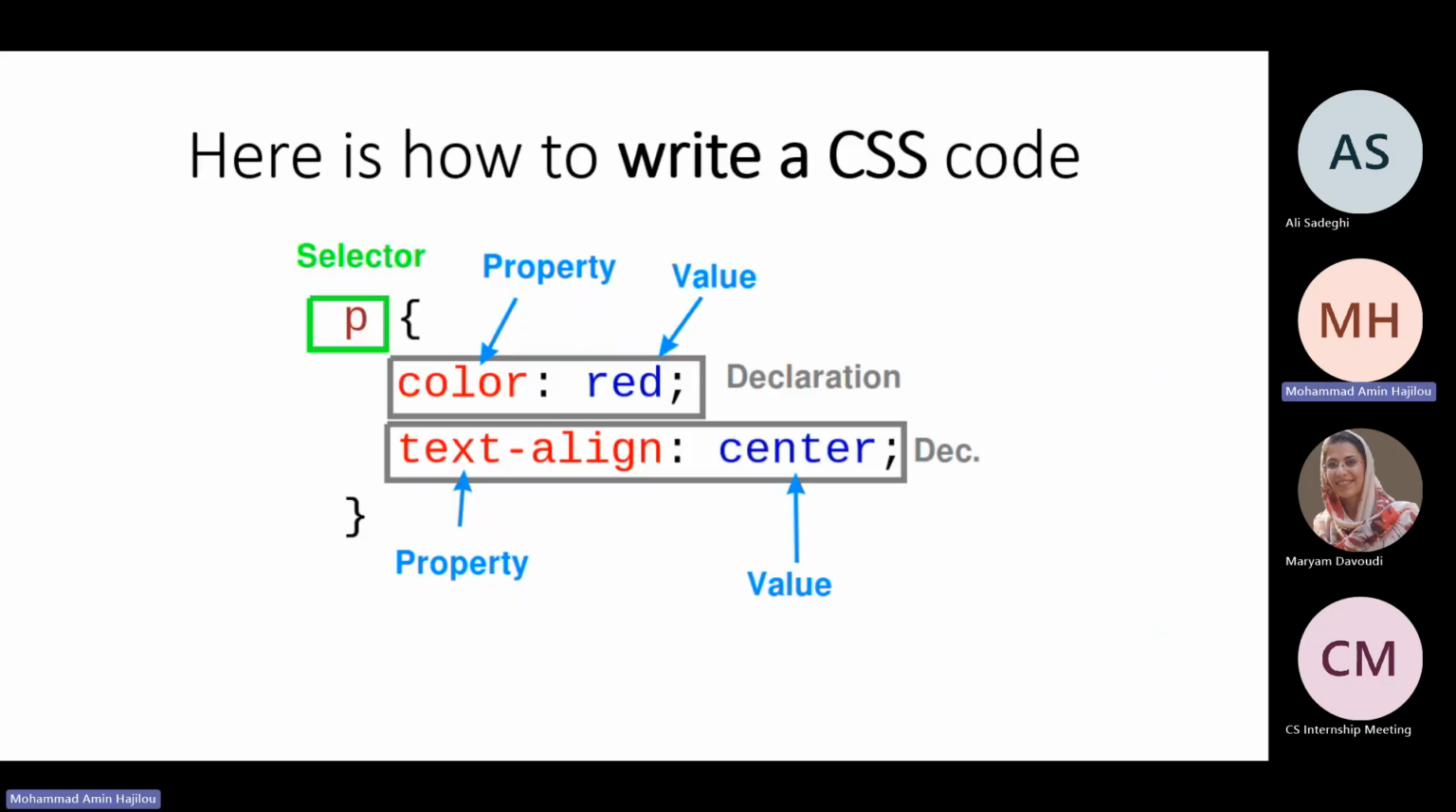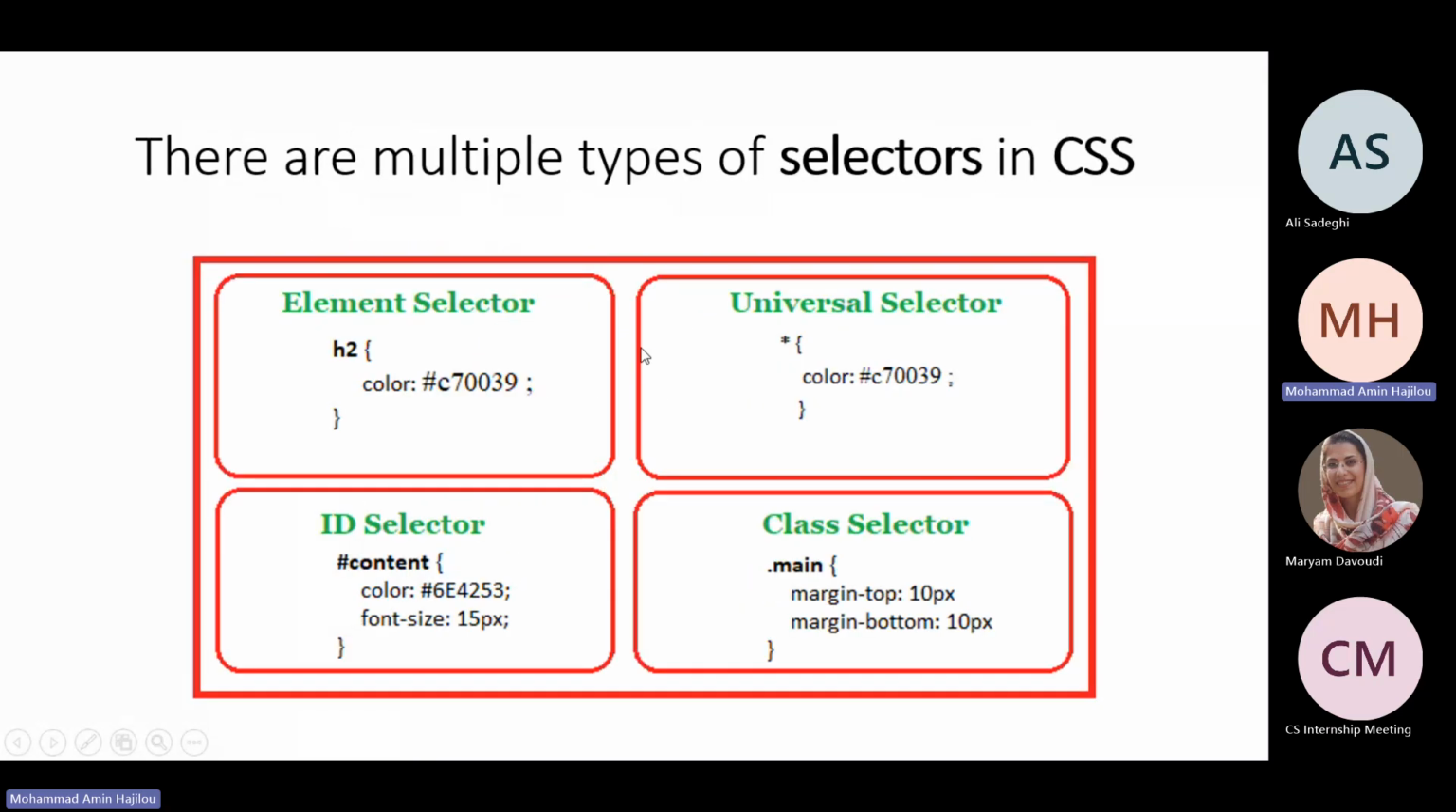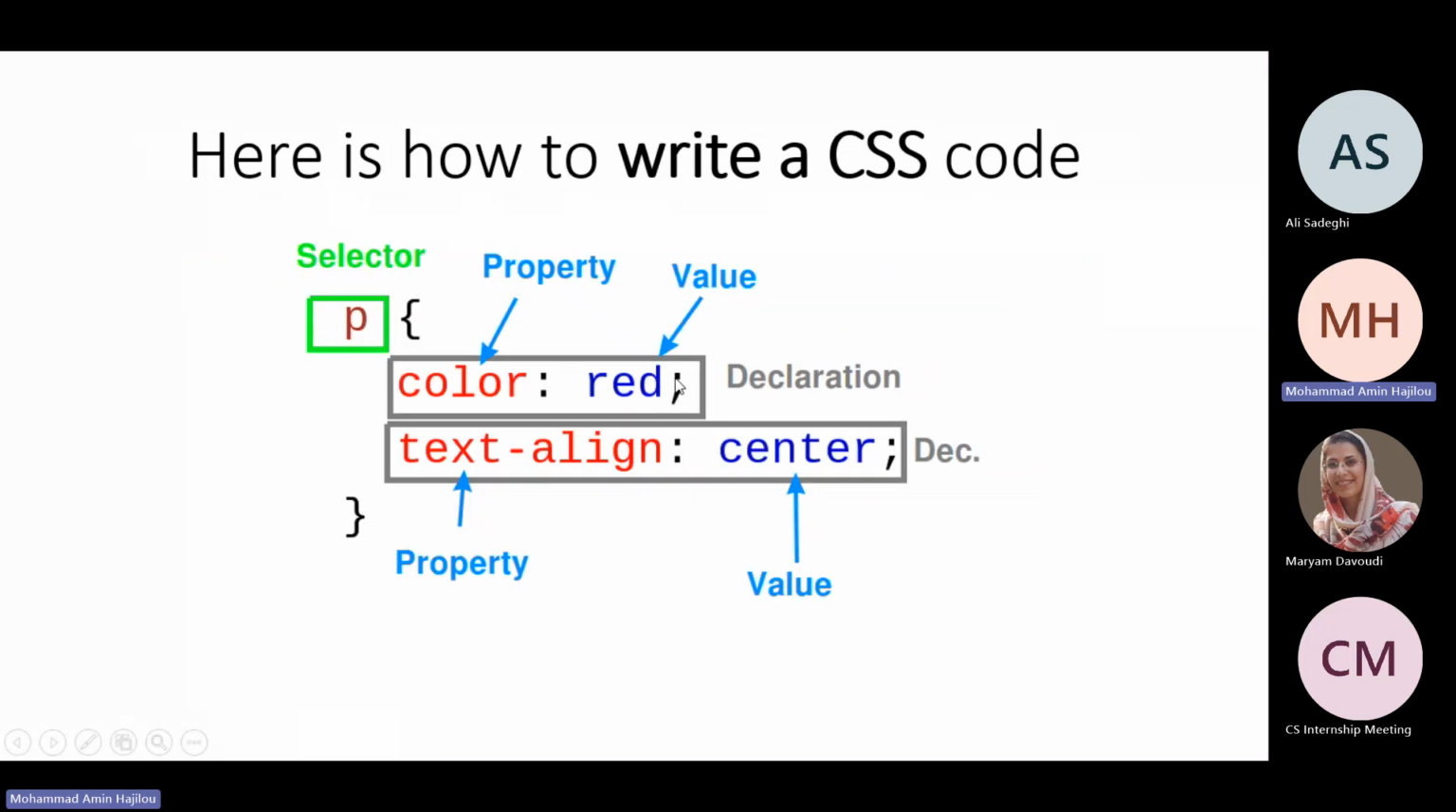And here's how to write CSS styling code. We put the selector, we open a brace, and put a property, which is color, and the value, which is red. We use a colon and semicolon for separating the property and value, and each property and value from another. Like here, the color red takes align center.